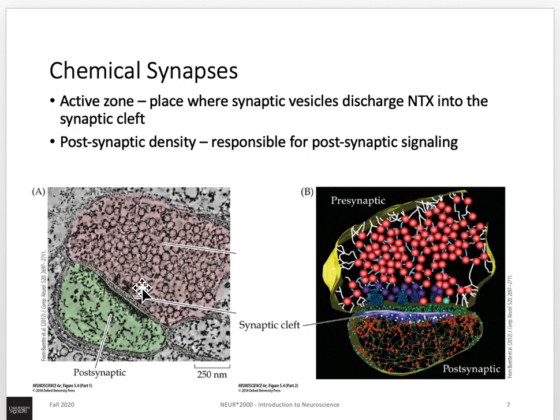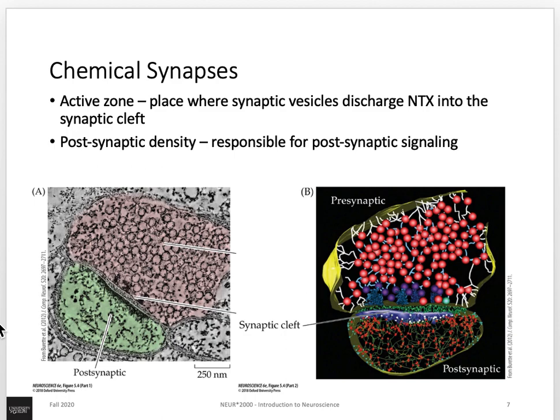On the postsynaptic membrane, you can see this very dark region here, which is the area of the postsynaptic density. And this is very important for postsynaptic signaling. It's essentially several dense projections that are formed together, and hence the name.